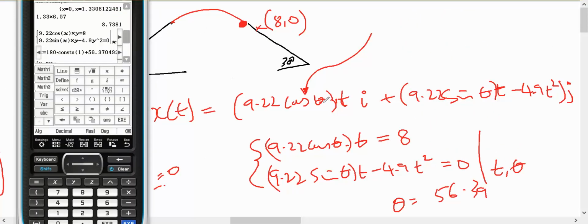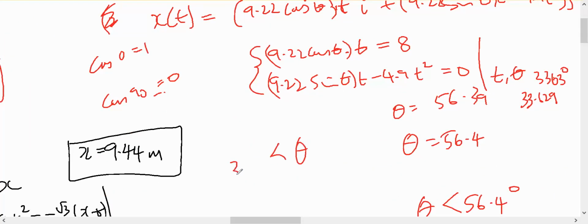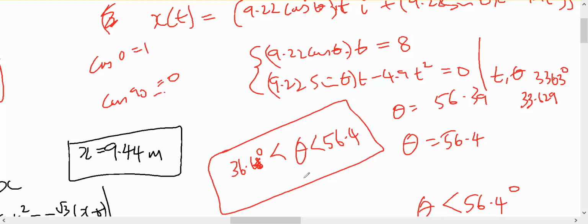Okay, when exploring this solution where I got 56.39, I get one answer of 56.39. But when I go over further, I get another answer of 33.63 to two decimal places, 33.629. Now I know that 45 degrees is safe. Therefore, theta's got to be between 33.6 degrees and 56.4 degrees to one decimal place. So that's going to be my range of theta that has me landing safely.